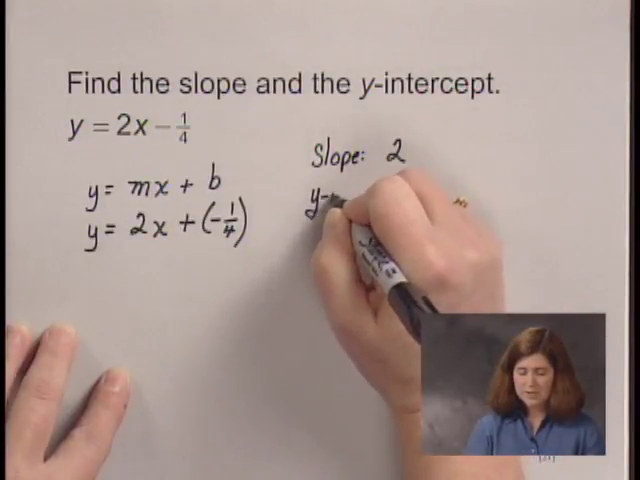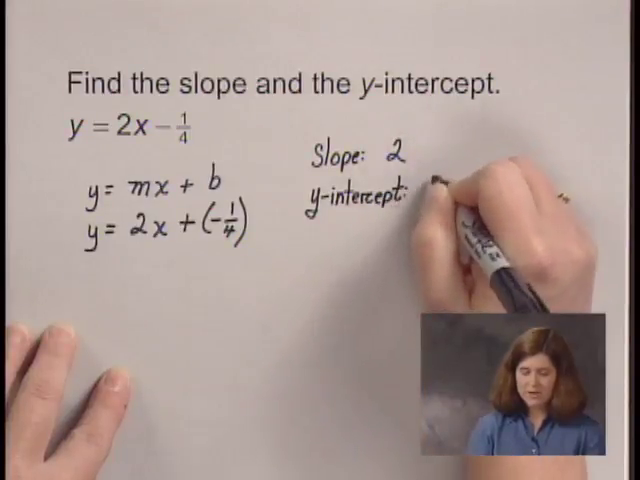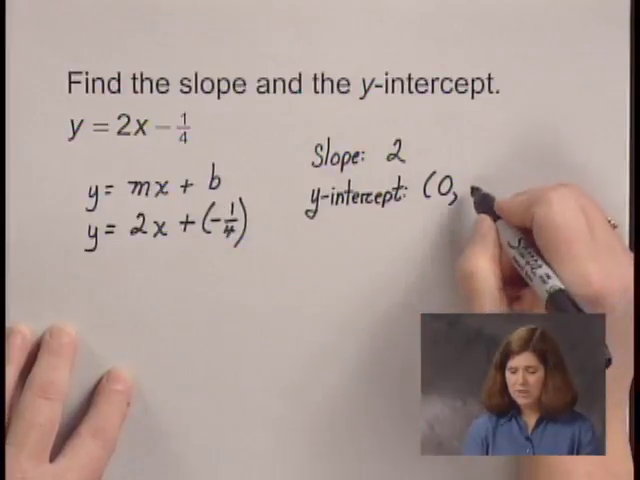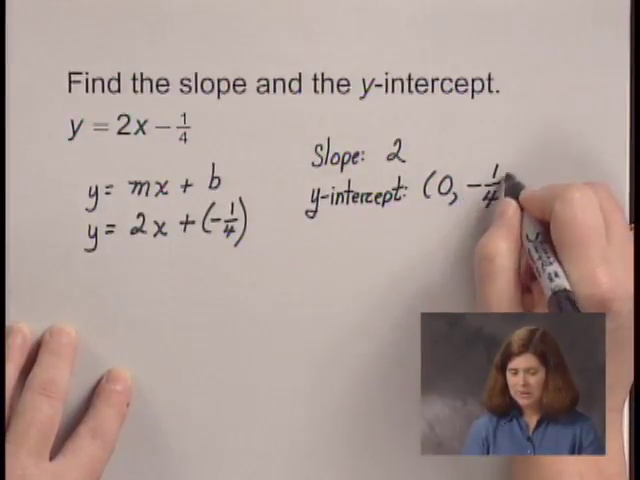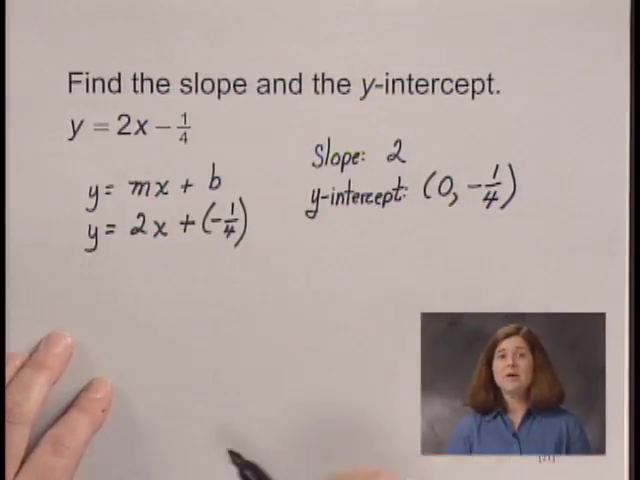The y-intercept is a point. The x-coordinate of that point is 0. The y-coordinate is the b, or the negative 1/4. So directly from this equation, we've read the slope and the y-intercept of the line.